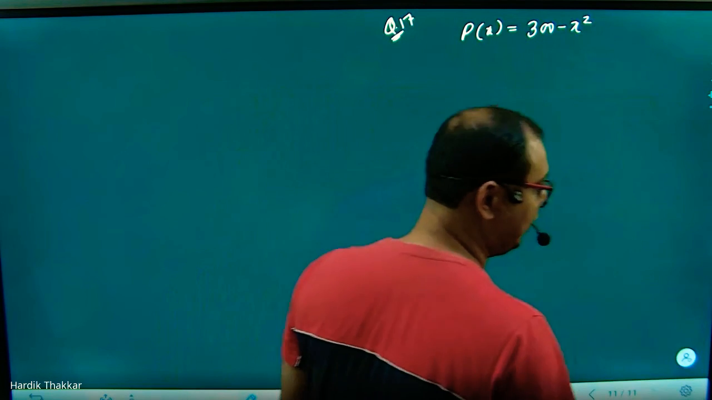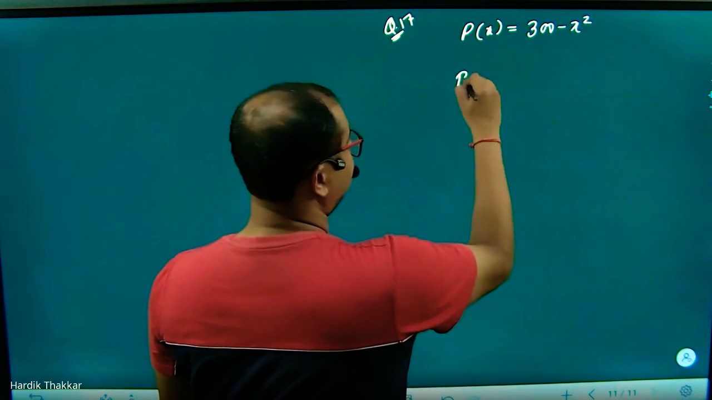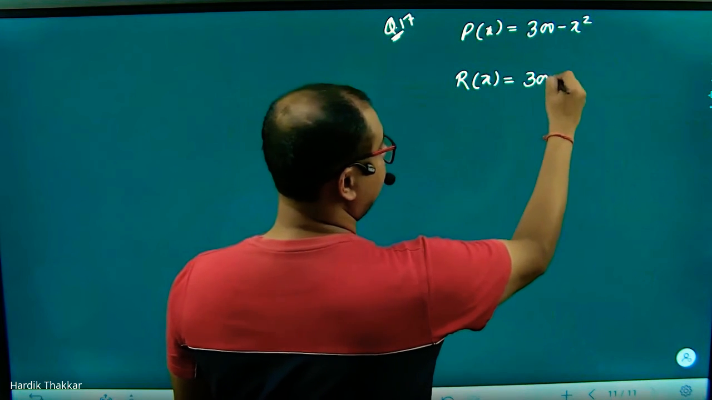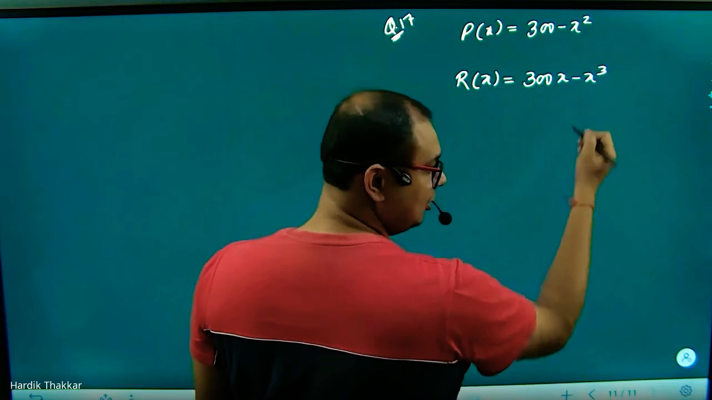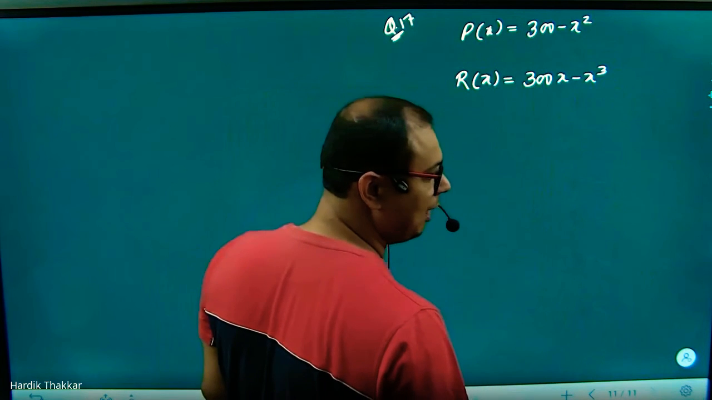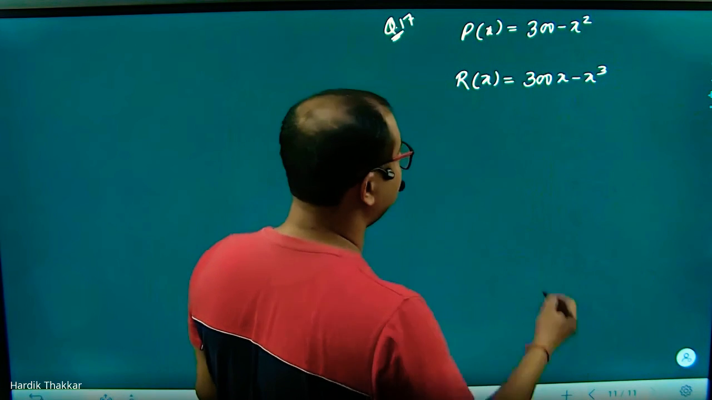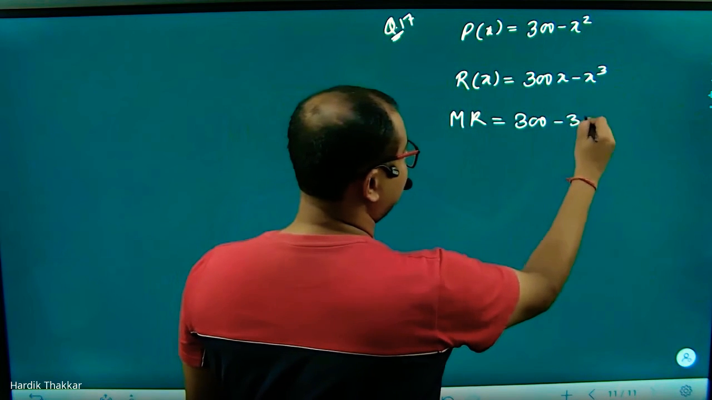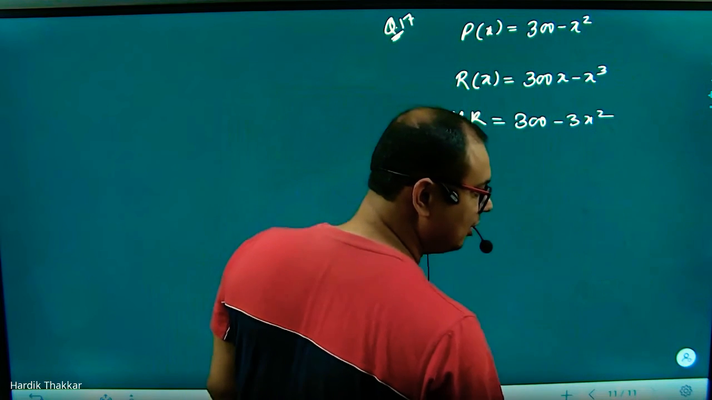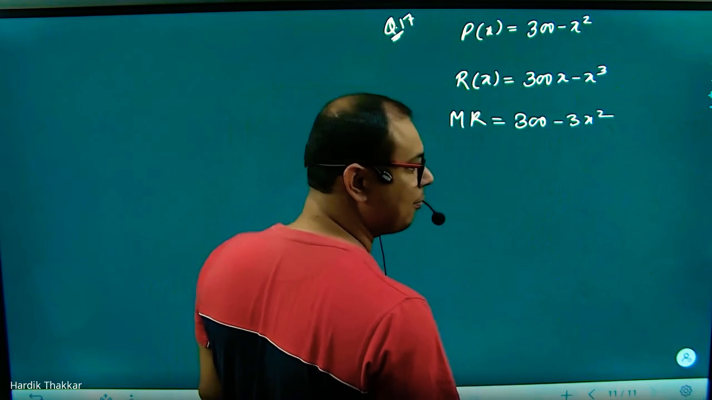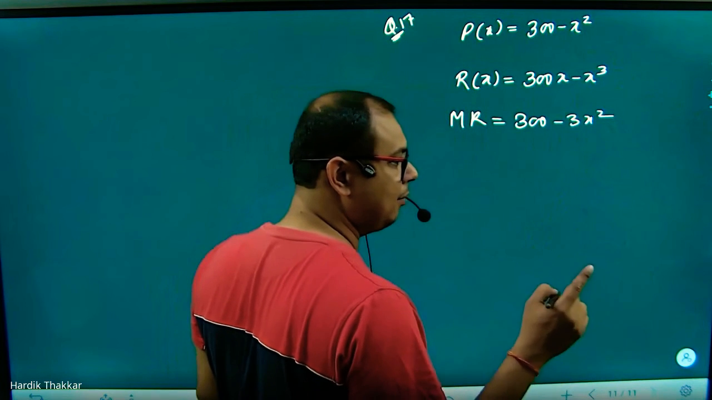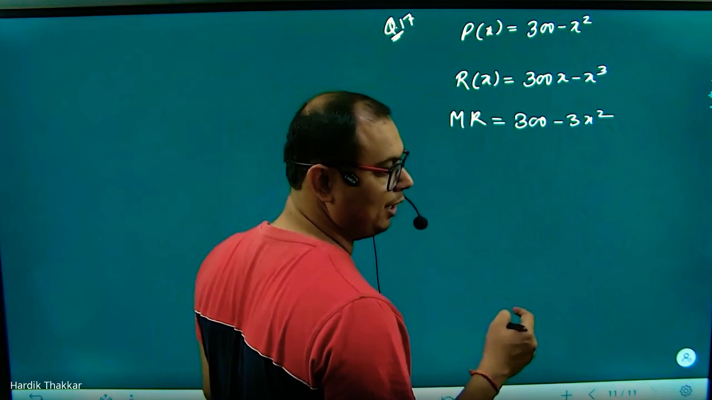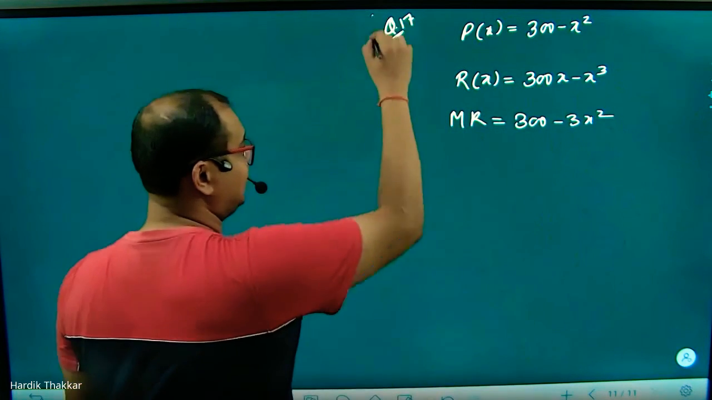Find the revenue function. So what will be revenue function r of x? जल्दी बोलो. 300x minus x cube. In the second part, we have to find marginal revenue. So differentiate this. MR will be what? 300 minus 3x square. In the third point, we have to find maximum revenue. At what value of x revenue is maximum?